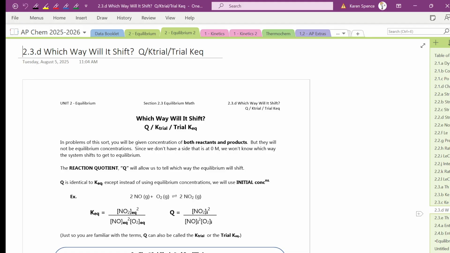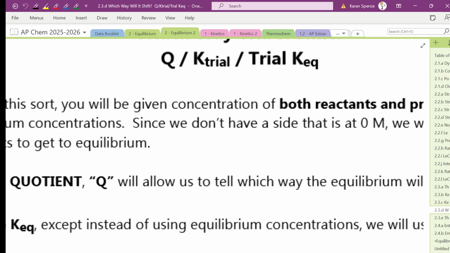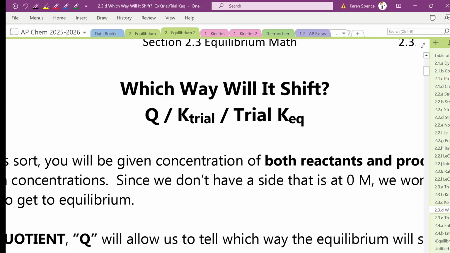We have one tiny little extra thing, because there's not much to it, right? Once you know how to use RICE, and now you're going to learn how to use Q. And the only other part is if you know that KEQ is greater than 1 or less than 1, whether it favors reactants or products, and we've already sort of talked about that, we're virtually done with KEQ.